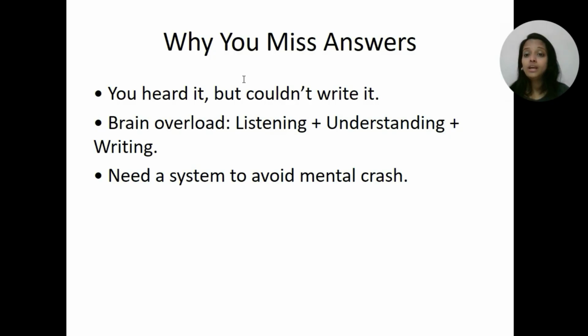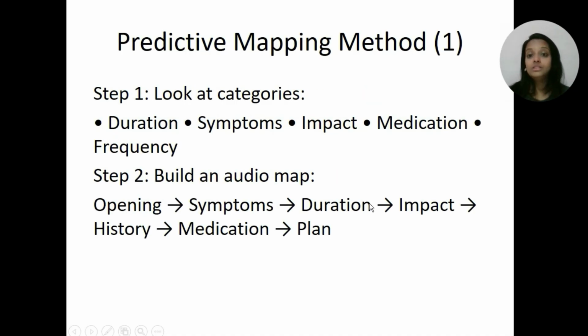Missing an answer is rarely because the audio was fast. It's because your brain tried to do three tasks at the same time. Listen, understand, write. No human can do all three perfectly at high speed unless they have a system. So today I'll give you a system, a way to reduce your workload so your brain doesn't crash under pressure. Okay? So this strategy is unique, the predictive mapping method. I teach it to my best OET students and it instantly changes how they listen.